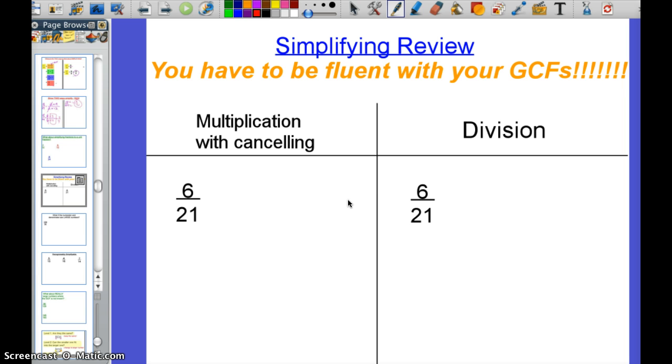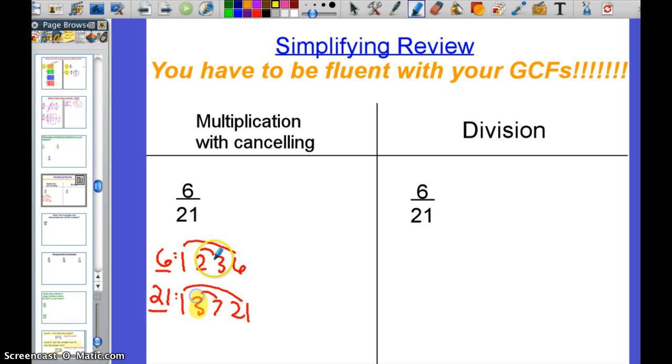So if we look at 6/21s, either way, if you're using the multiplication with canceling strategy or just the division strategy, you're going to need to know the GCF. Some people will be able to recognize it right away. Others might need to write out all the factors, which is totally fine, just so that you don't miss any, right? So we can see by writing all of it out that our greatest common factor here is 3.